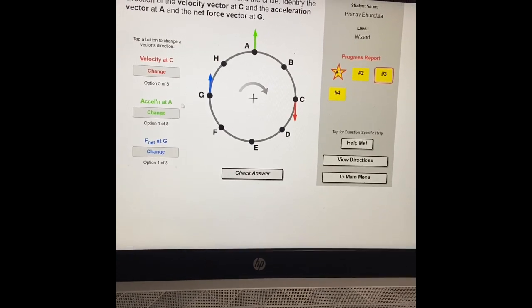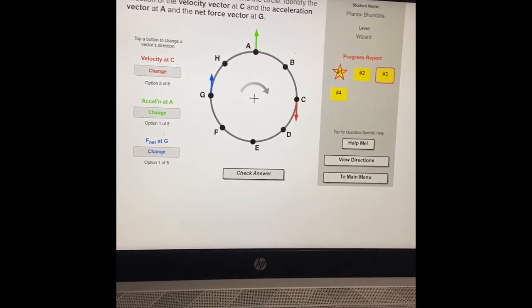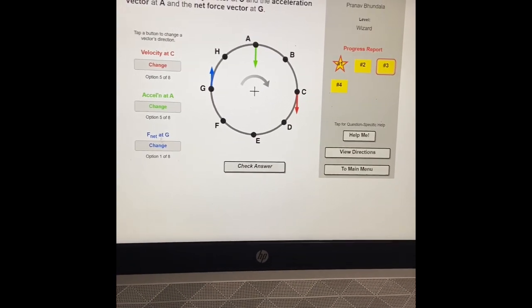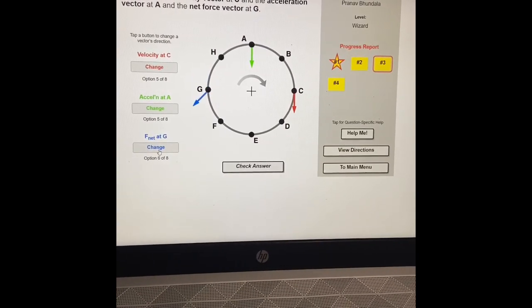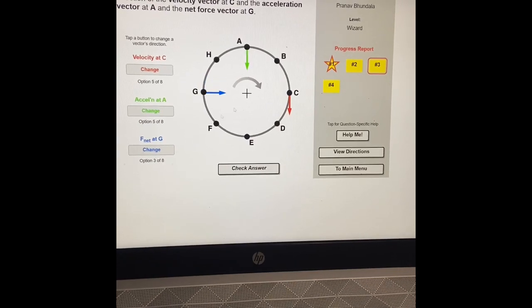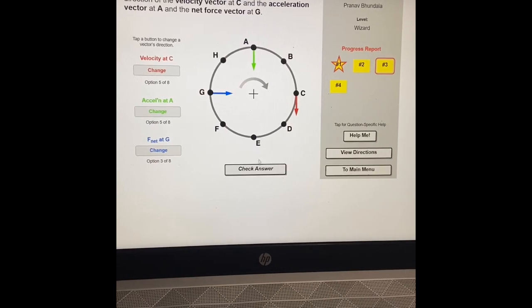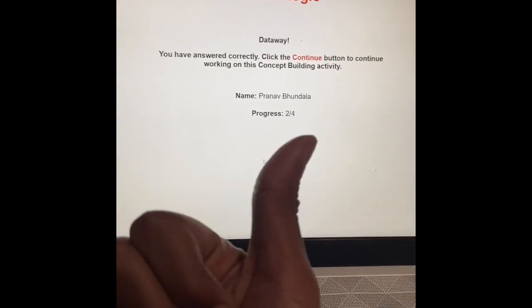Now, as we mentioned, for both acceleration and net force, the arrow has to be pointing towards the center. So let's change both of those to that. And let's change this to this. So this should be the correct representation of the forces that are acting upon an object in circular motion. Great job.